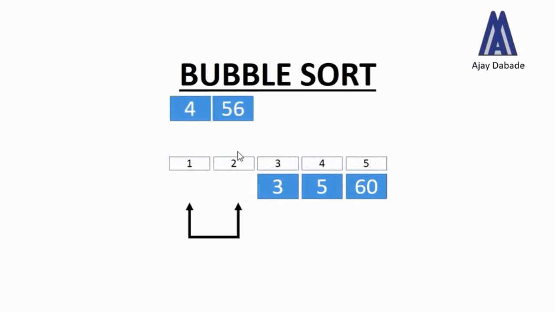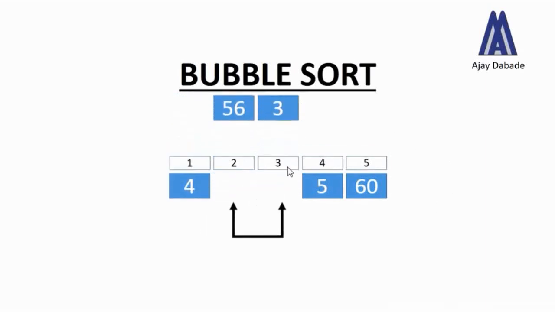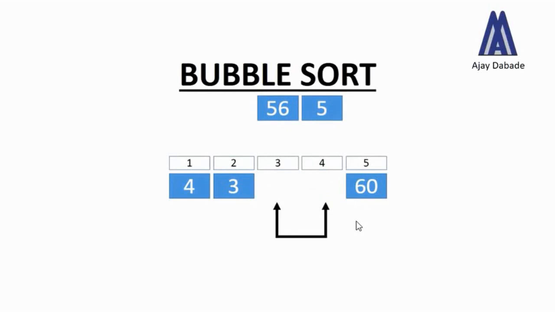So again, we will compare positions 1 and 2, that is 56 and 4. You see 4 is less than 56, so we will swap the numbers. Then we will compare positions 2 and 3, that is the numbers 56 and 3. 3 is less than 56, so we will swap the numbers. And at last we will compare positions 3 and 4, that is 56 and 5. As 5 is less than 56, again we will swap the numbers. And now if you observe, the second largest number, that is 56, has come to the second last position after the completion of pass 2.